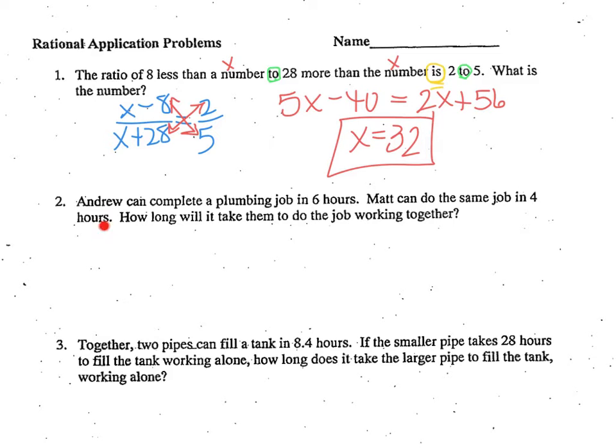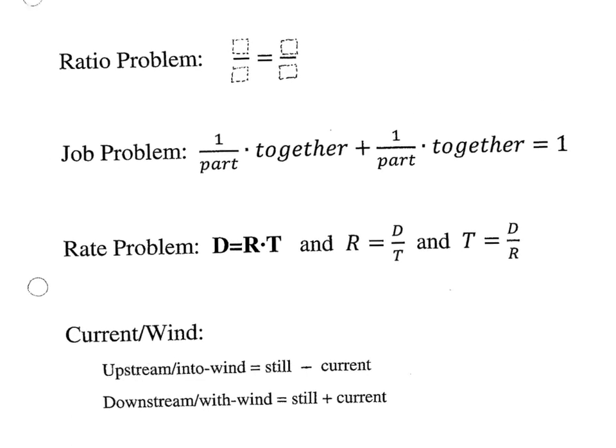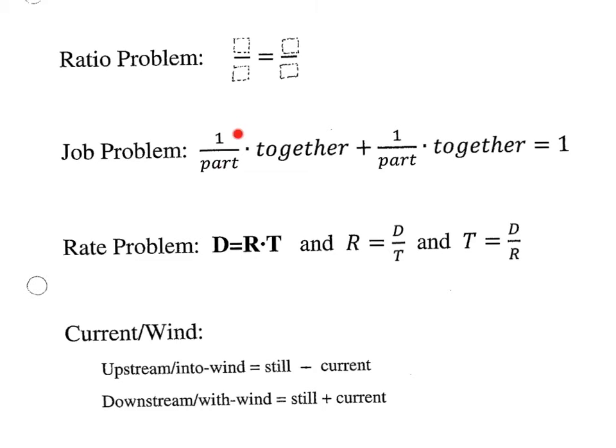On number 2, we're talking about a jobs problem. Andrew can complete a plumbing job in 6 hours. Matt can do the same job in 4 hours. How long will it take them to do the job working together? We don't know the working together. Working together is going to be our x. But if you go back up to the top, there it is, the jobs, we do 1 over a part, Andrew's part, times together, which we don't know is x, plus 1 over Matthew's part, times together, x, is equal to 1.